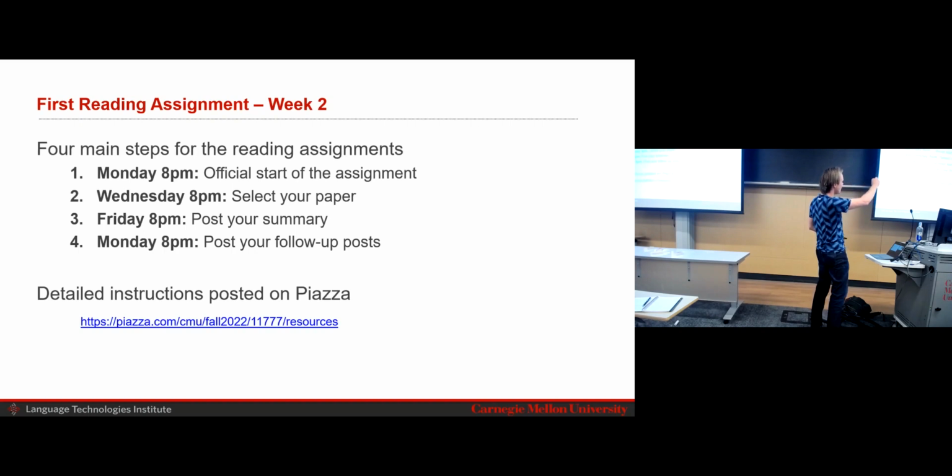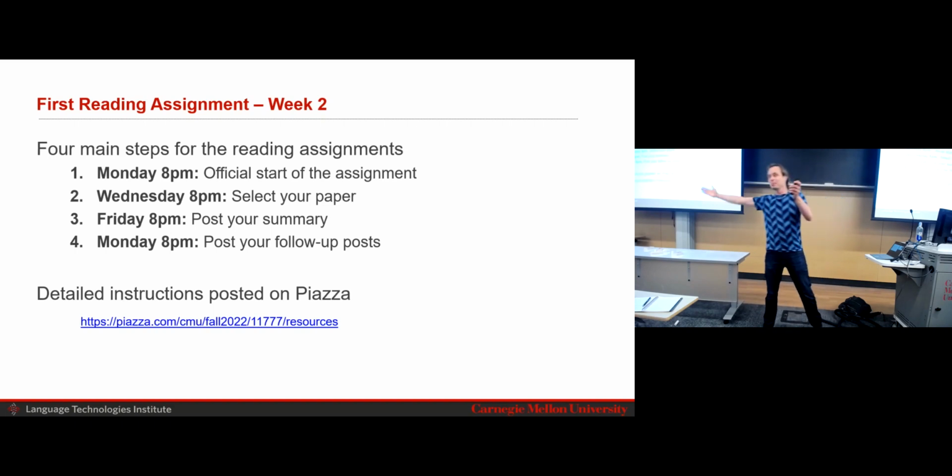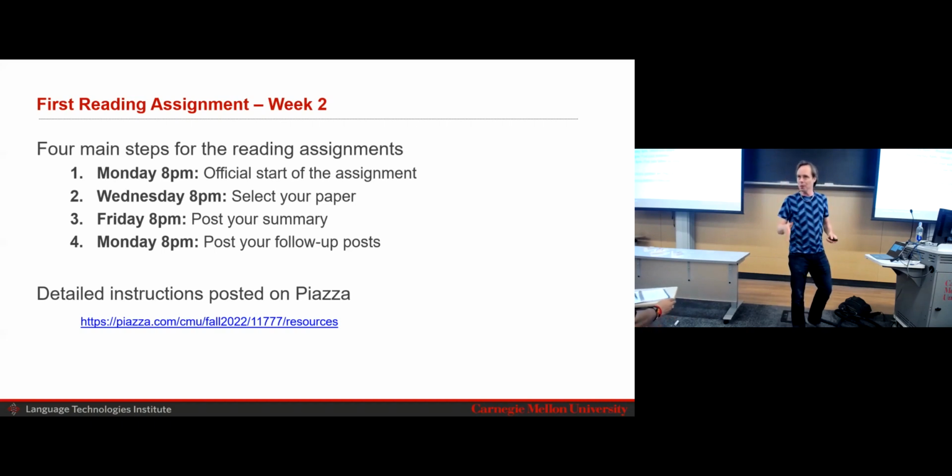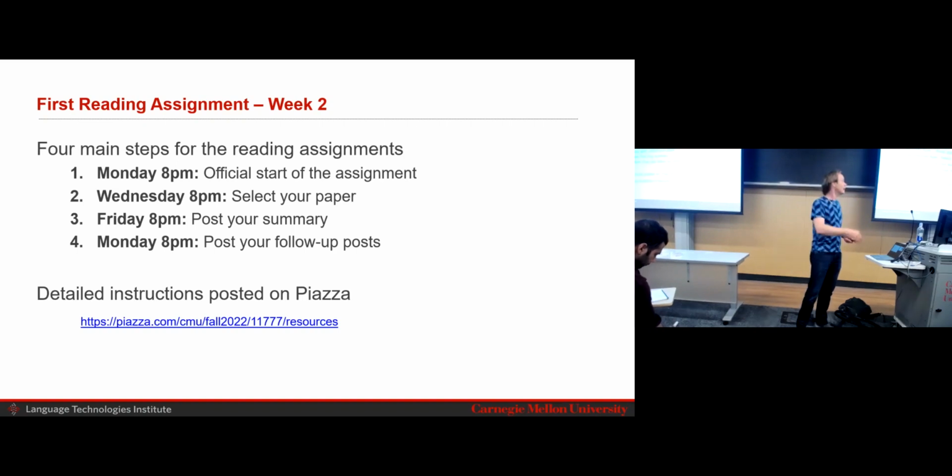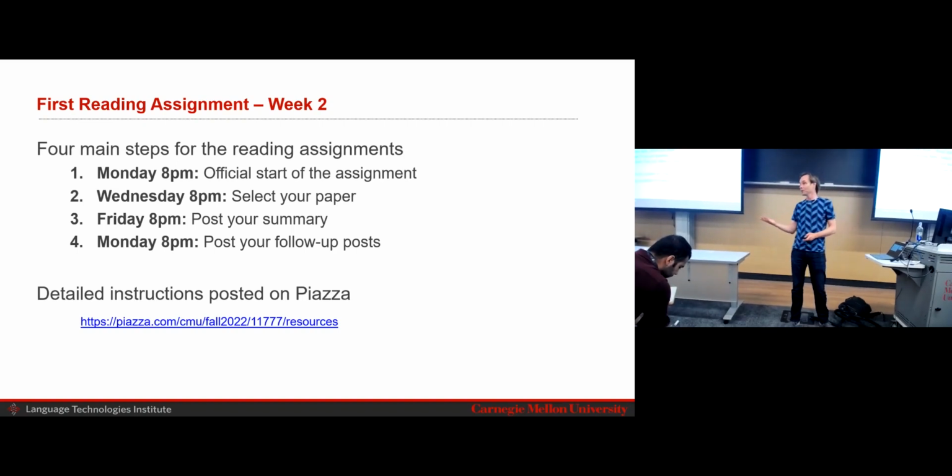So Monday, 8 p.m., and then there's usually four papers, or in this case, one paper and four parts to it. That's the way we will do it. Wednesday, you need to select your paper. It's a Google form. You just enter your NUID and try, because it's a group of 8 or 10, to have at least 2 people per paper, not 10 people on one. So on purpose, try to naturally balance it. By Friday, your summary is posted, and by Monday night, your follow-up post is.